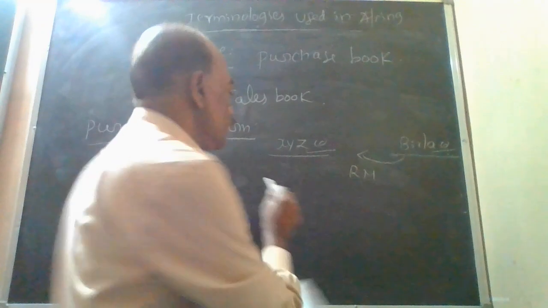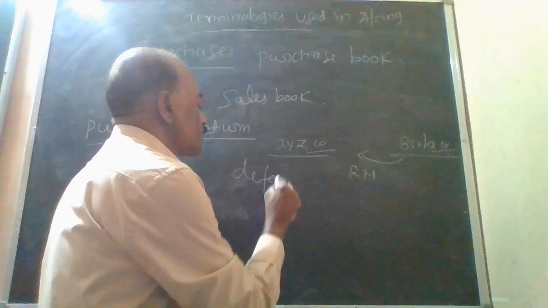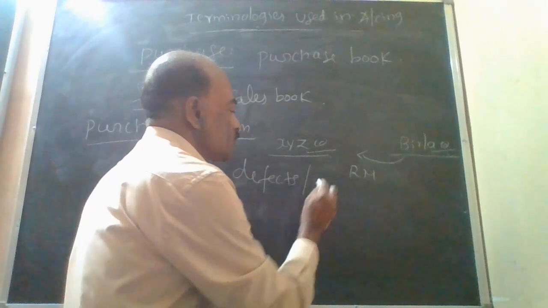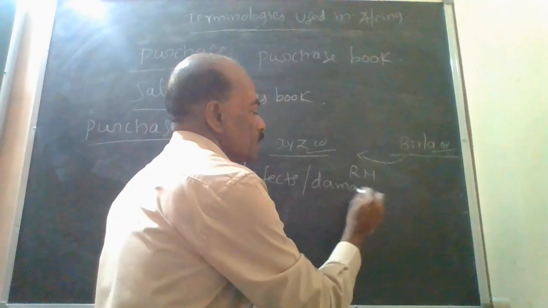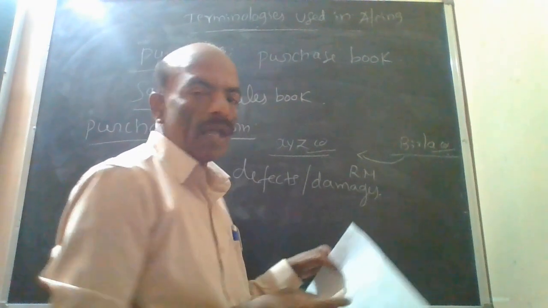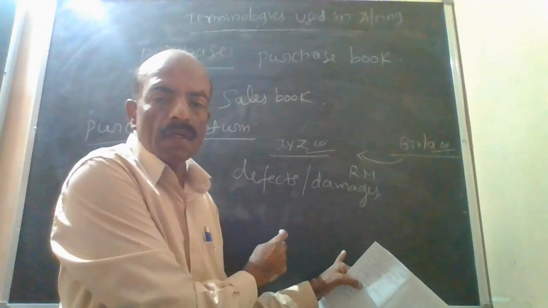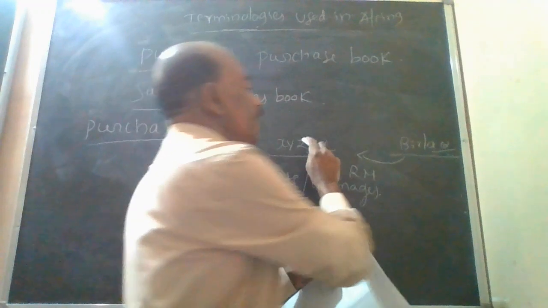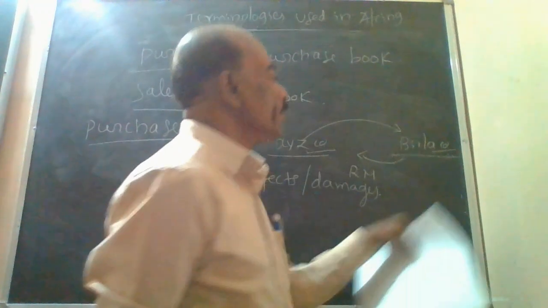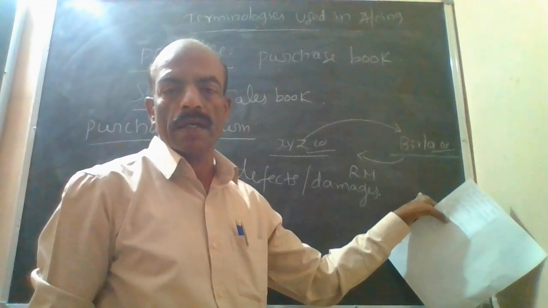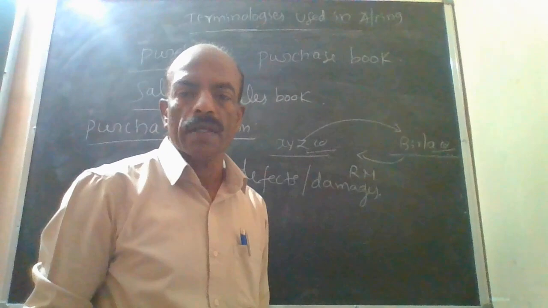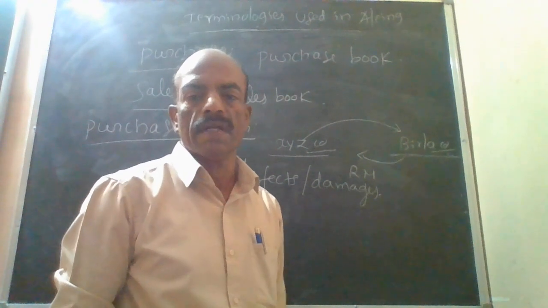Certain defects or damages are there in the goods. That goods we can return to whom here? To the Birla company, the supplier. We can return to the supplier. That is called purchase return.